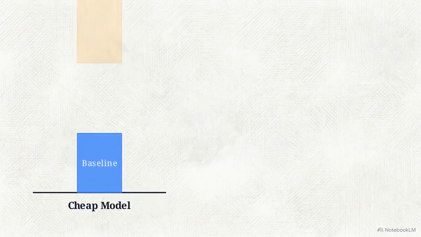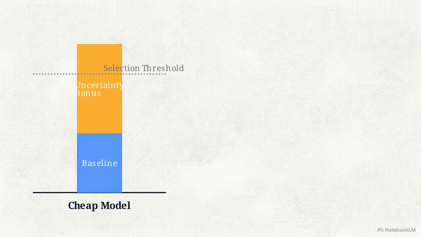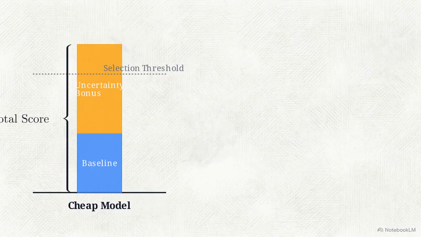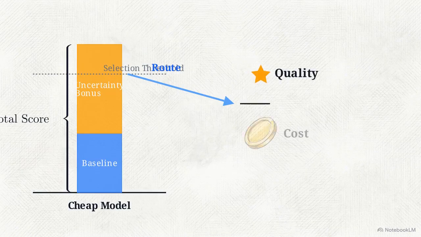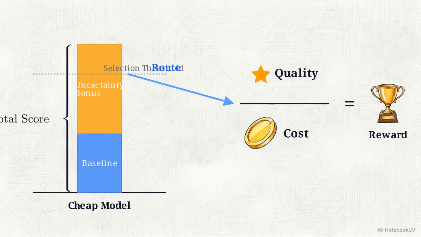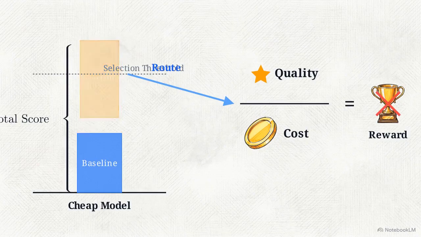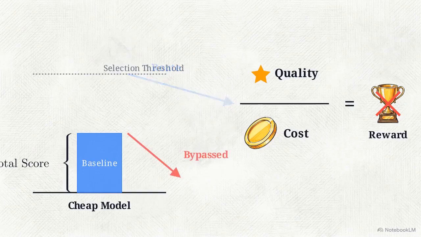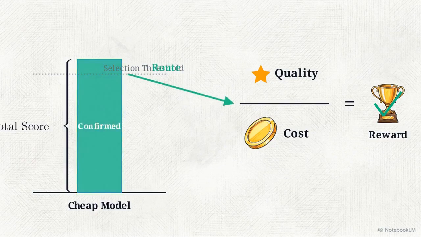If a cheap model hasn't been tested much, the algorithm gives it a temporary uncertainty bonus. This bonus raises the model's total score, which directs the router to test that cheap model on a complex task. The router then evaluates the response quality and divides it by the token cost to calculate a reward. If the cheap model fails, the uncertainty bonus disappears. Its overall score drops, and it's bypassed for similar tasks in the future. If it succeeds, the baseline prediction rises. The router has now confirmed a cheaper path for that specific type of query.